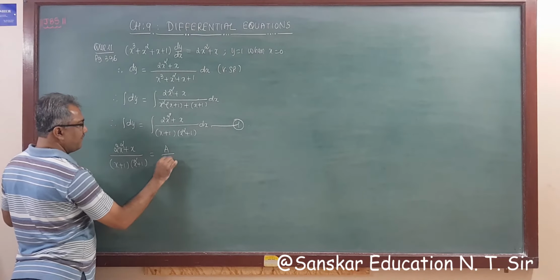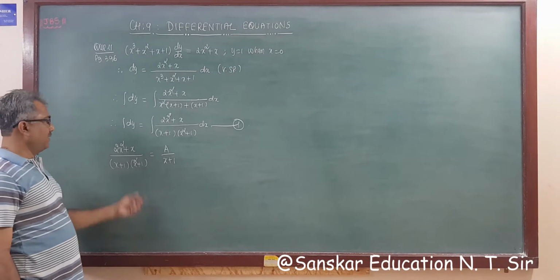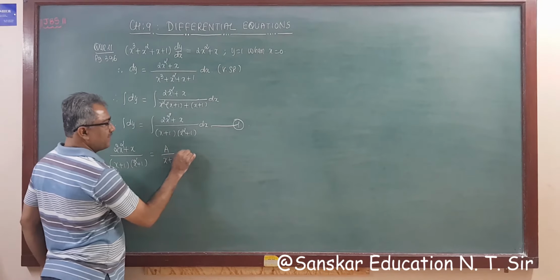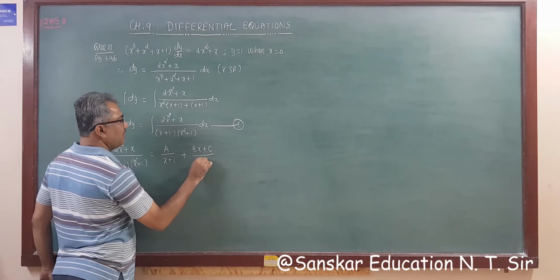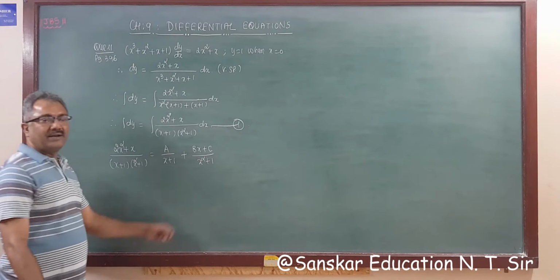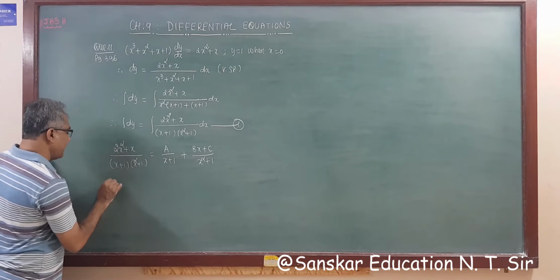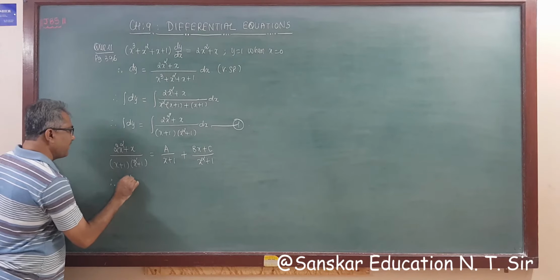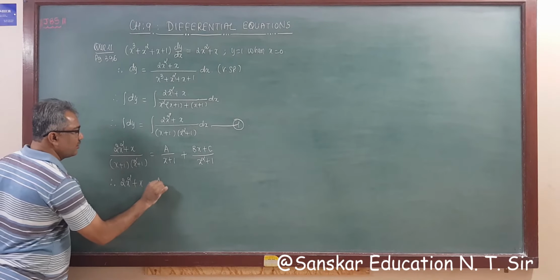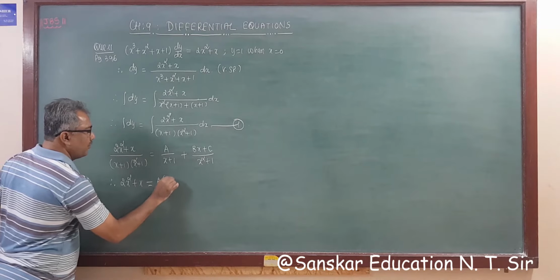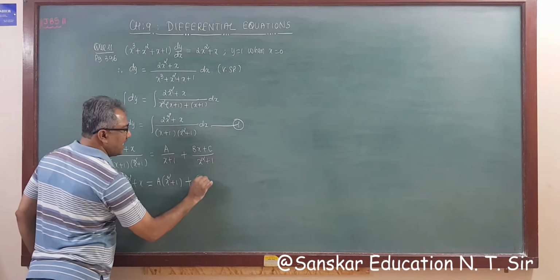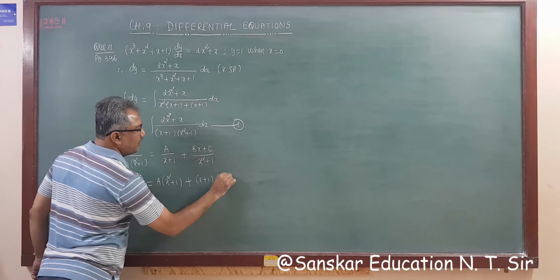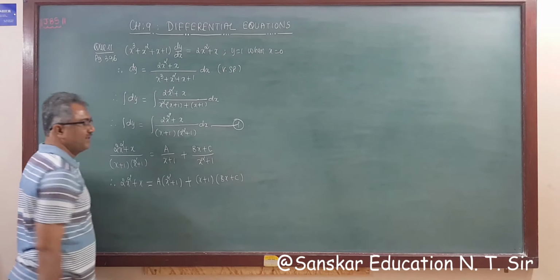one linear factor. Now this is a quadratic, so quadratic must have the form bx + c, so (bx + c) into (x² + 1). Now taking LCM, we get 2x² + x = a(x² + 1) + (x + 1)(bx + c), right?